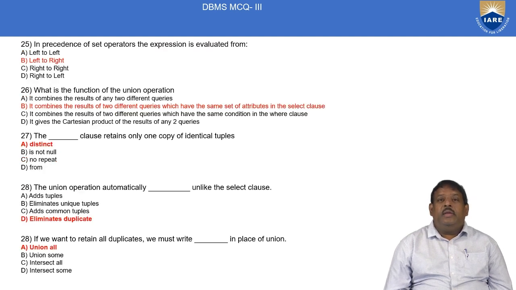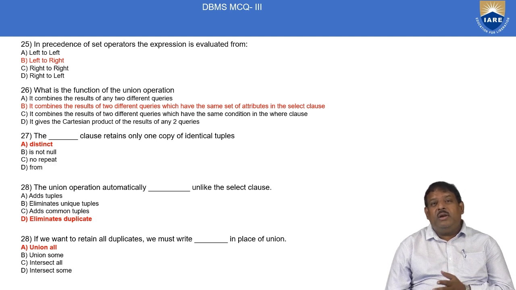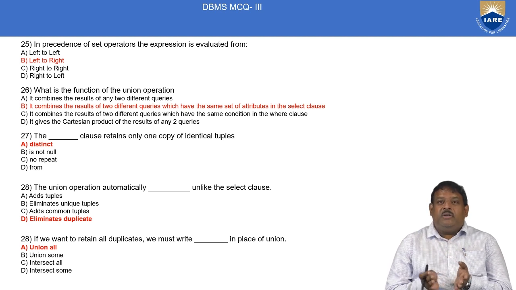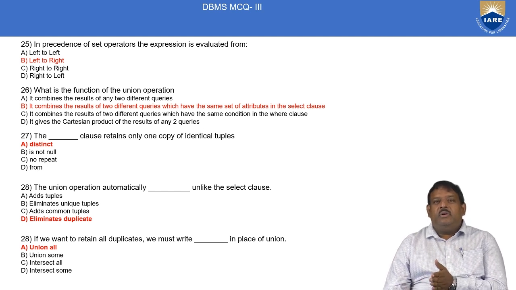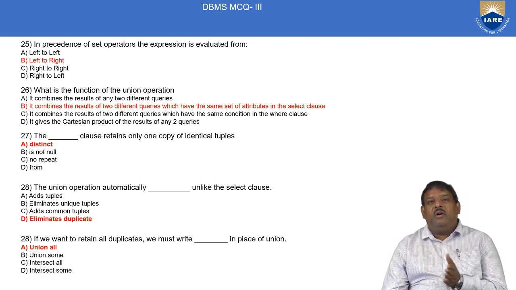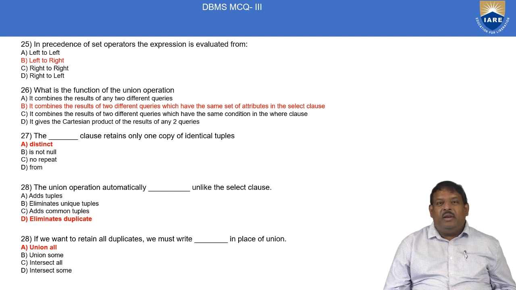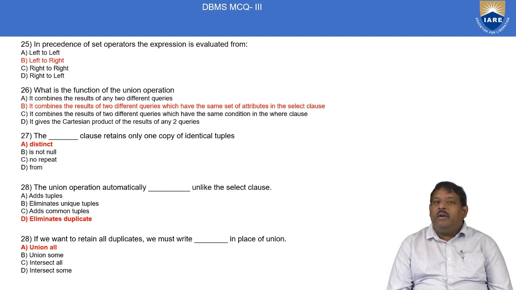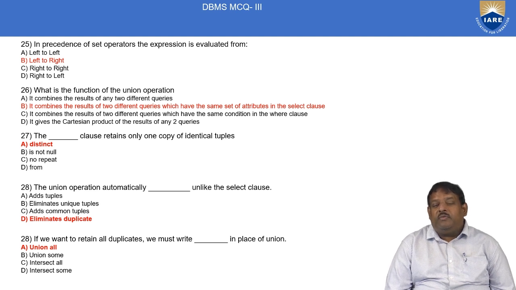Next question. In the precedence of set operators, the expression is evaluated from, is it left to left or left to right or right to right or right to left? It is always left to right. When you have a set of operators, the expression is evaluated from left to right. So the right answer is left to right, not left to left, right to right, or right to left.